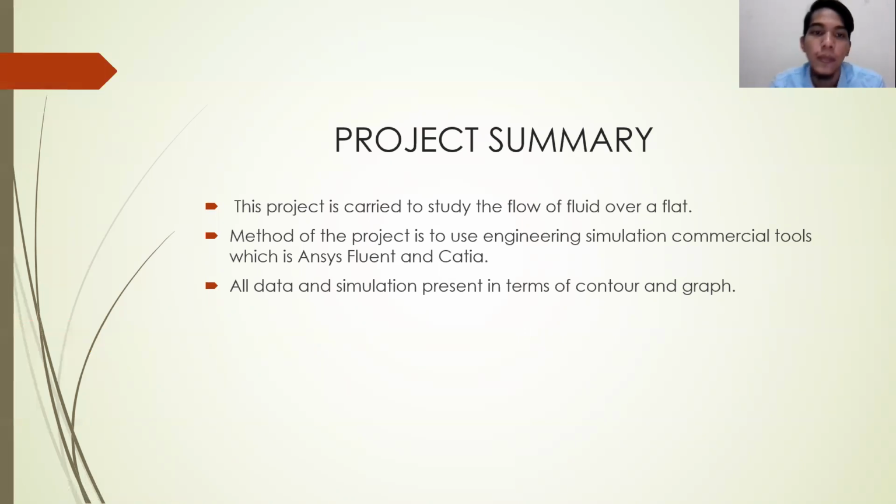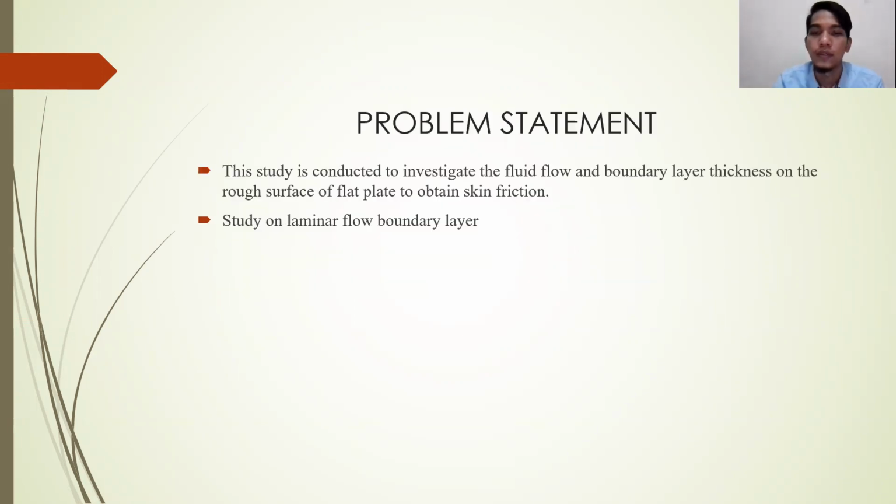project summary. This project is carried out to study the flow of fluid over a flat plate. The method of the project is to use engineering simulation commercial tools, which are ANSYS Fluent and CATIA. All the data and the simulation are presented in terms of contour and graph.